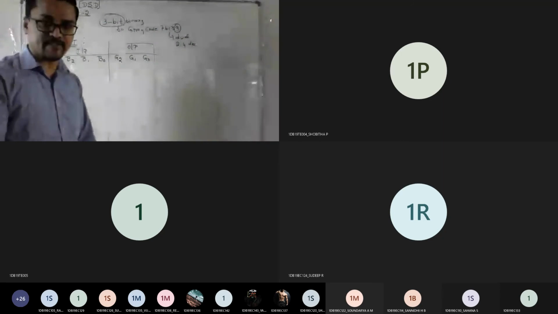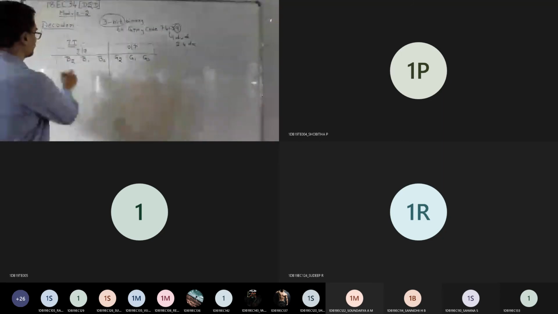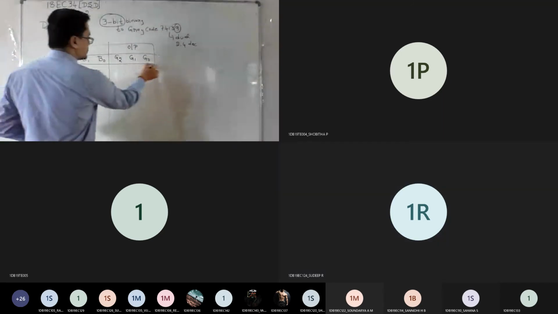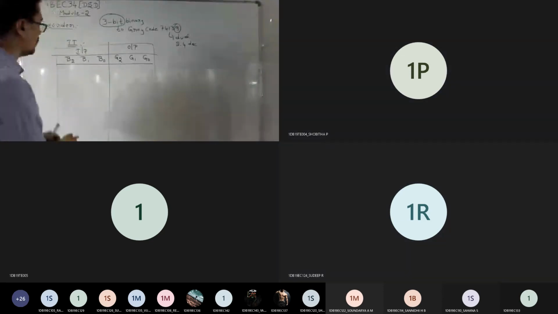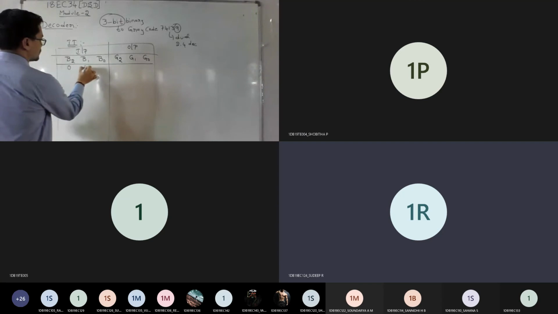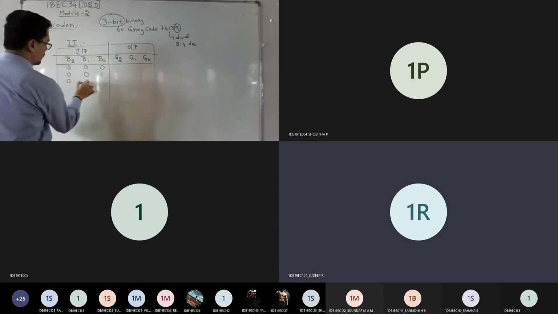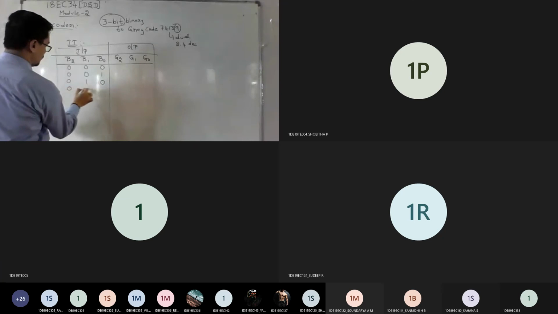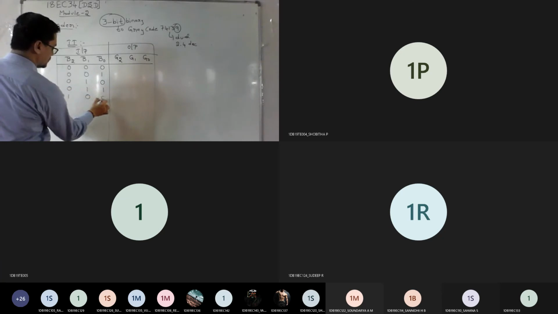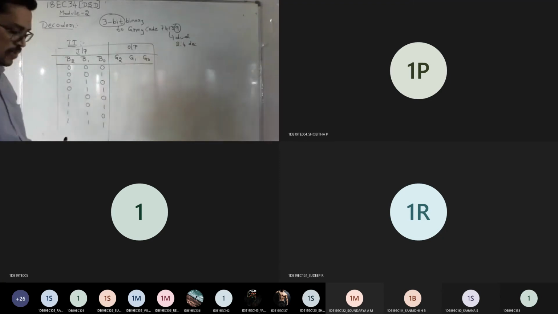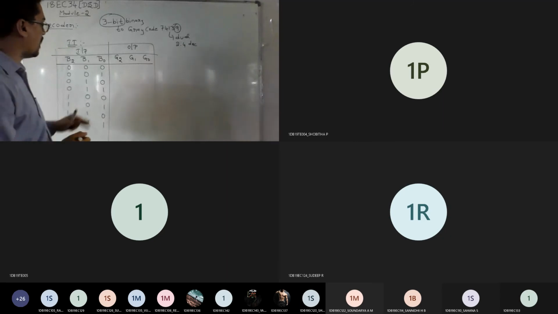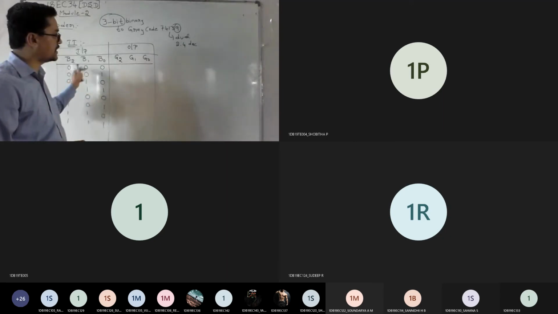So there is no difficulty for you to fill the input part, correct? So how many combinations you'll get? 8 combinations. So it says 000, 001, 010, 011, 100, 101, 110, and followed by 111. So this is the input. Now the question comes, how can I convert this binary to gray?